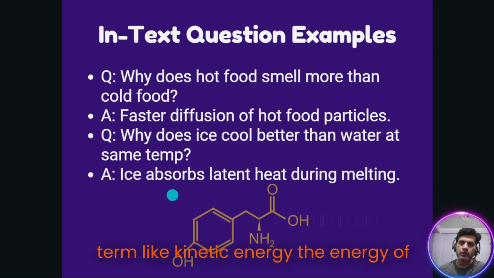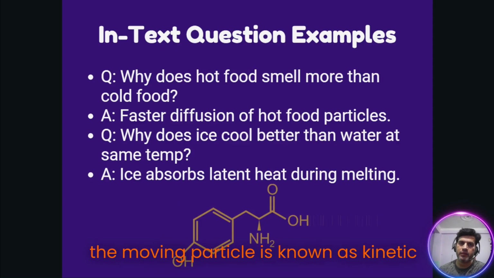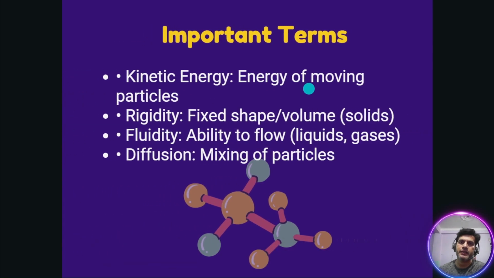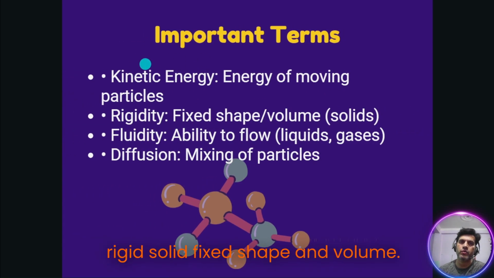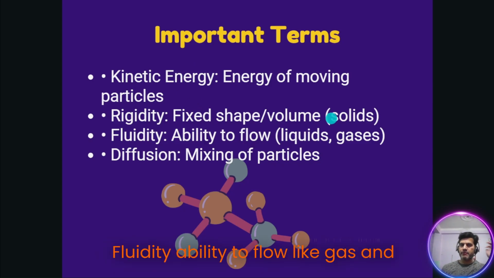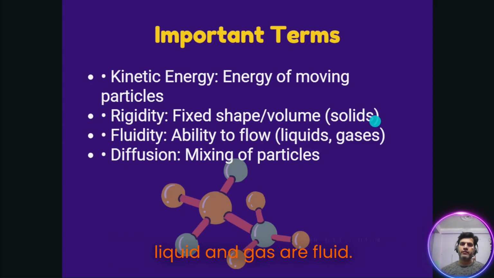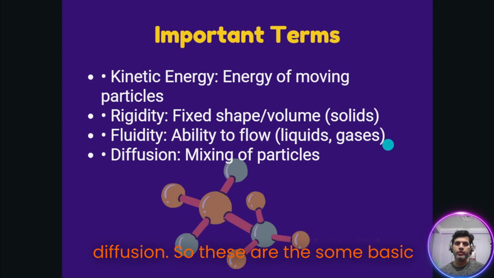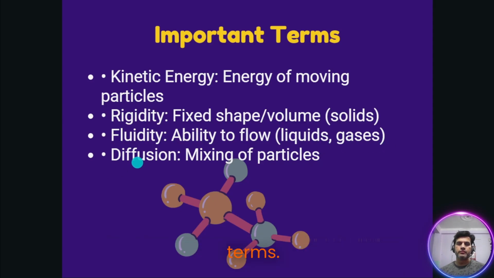Important terms, like kinetic energy. The energy of a moving particle is known as kinetic energy. Then we have rigidity, fixed shape and volume. That is called rigid, like a solid, with fixed shape and volume. Fluidity, the ability to flow, like liquid and gas, which are fluids. Diffusion, the mixing of particles, is called diffusion. So these are some basic terms.